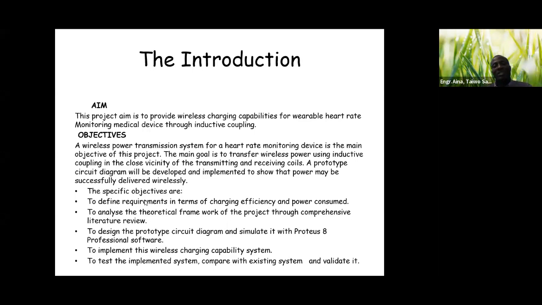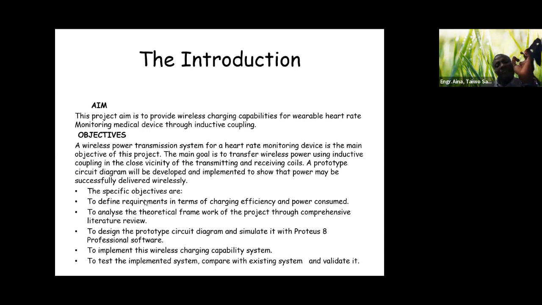Thereafter, you will now state your specific objectives by saying the specific objectives are, and we begin to mention them. To define the requirements: in any engineering project, the first thing is you must know your requirements, the hardware requirements and the software requirements. So, to define the requirements in terms of the charging efficiency and the power consumed; to analyze the theoretical framework of the project through a comprehensive literature review; to design the prototype circuit diagram and simulate it with Proteus 8 Professional software; to implement this wireless charging capability system; and to test the implemented system, compare it with an existing system, and validate it.